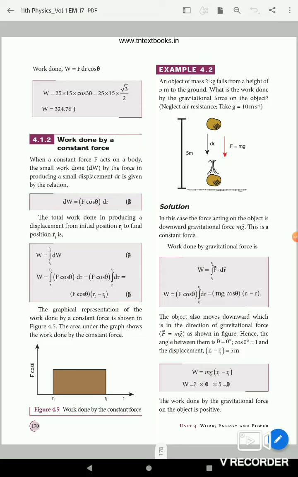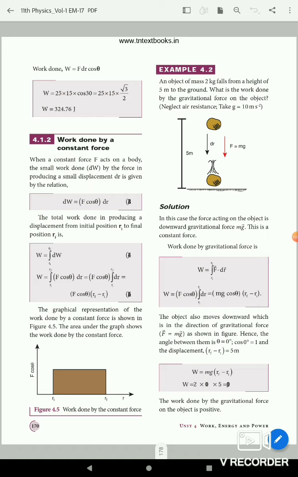Hi students, today we are going to see about work done by a constant force. When a constant force F acts on a body, the small work done dW by the force in producing a small distance is equal to the force into distance. So dW equals F cos theta into dr.